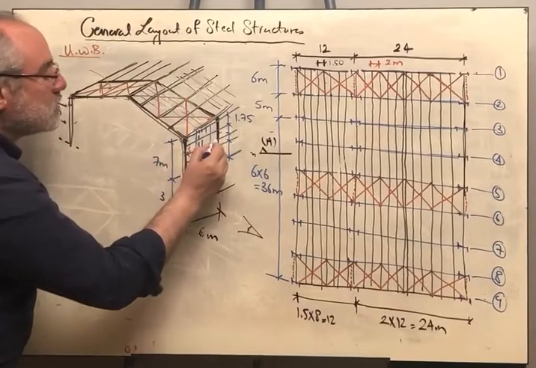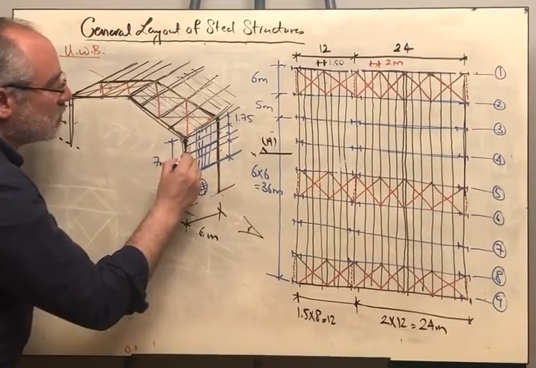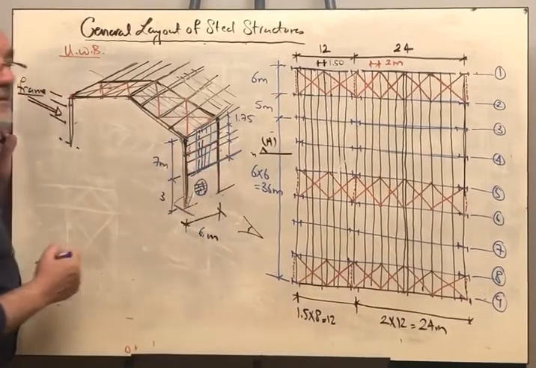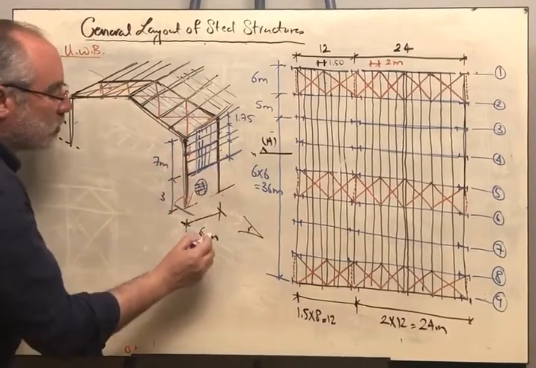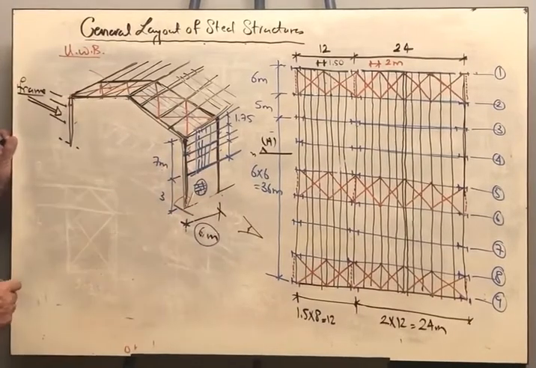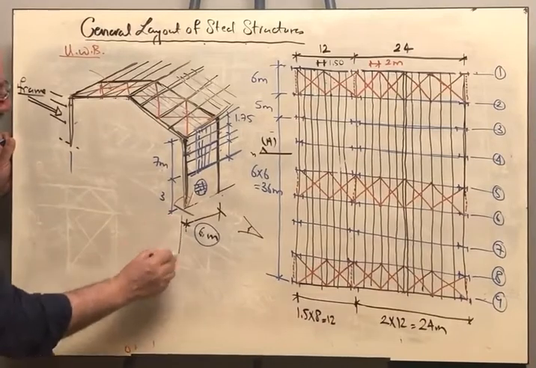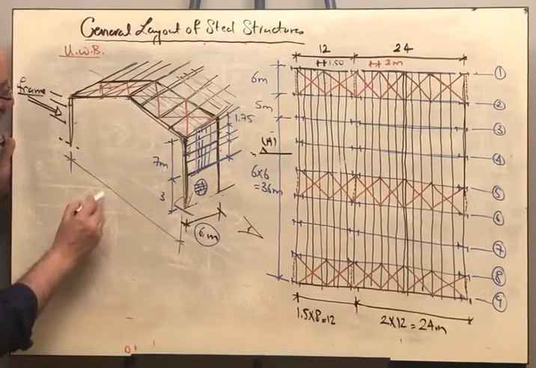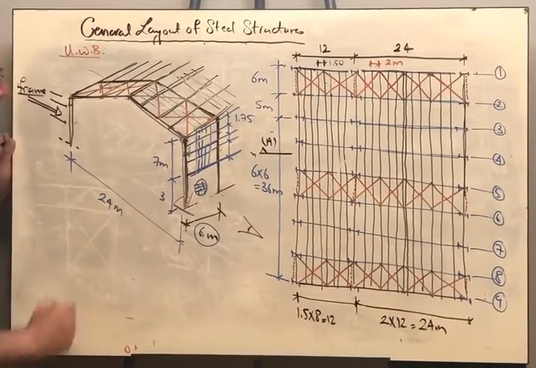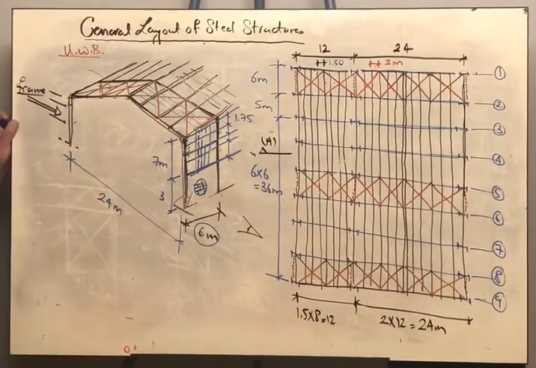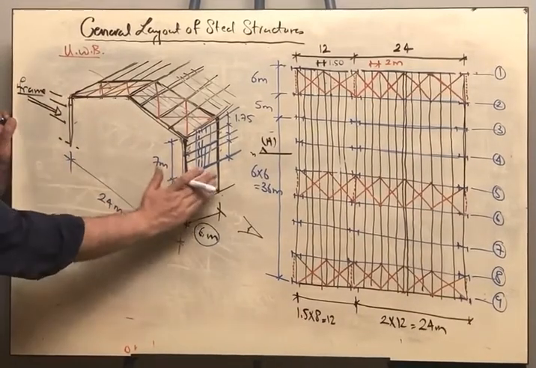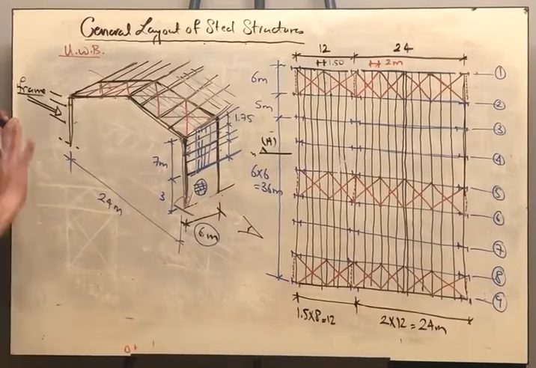Question: what is the span of the purlin? The purlin is rested here and rested there. The span of the purlin is 6 meters. Imagine that this is for example 24 meters, and we are having a frame like this. And I want to cover the front or the end gable.